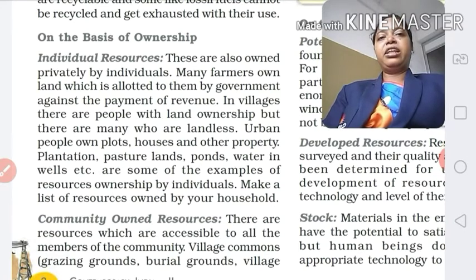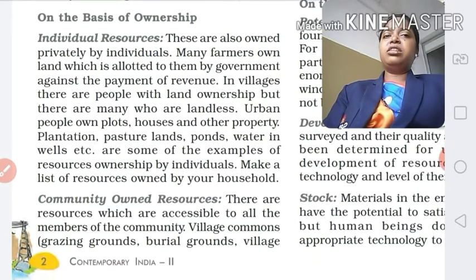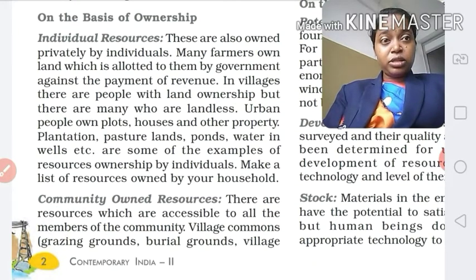So here, on the basis of ownership, these are also categorized into two parts, individual resources and community owned resources. What are the individual resources? Those resources which can be owned by some particular individual, meaning some particular person has the ownership, like our Sanskar school, our director sir is having the ownership of that land, and they do the ownership works on that. In the same way, individual ownership resources means the person individually has the ownership of those resources.